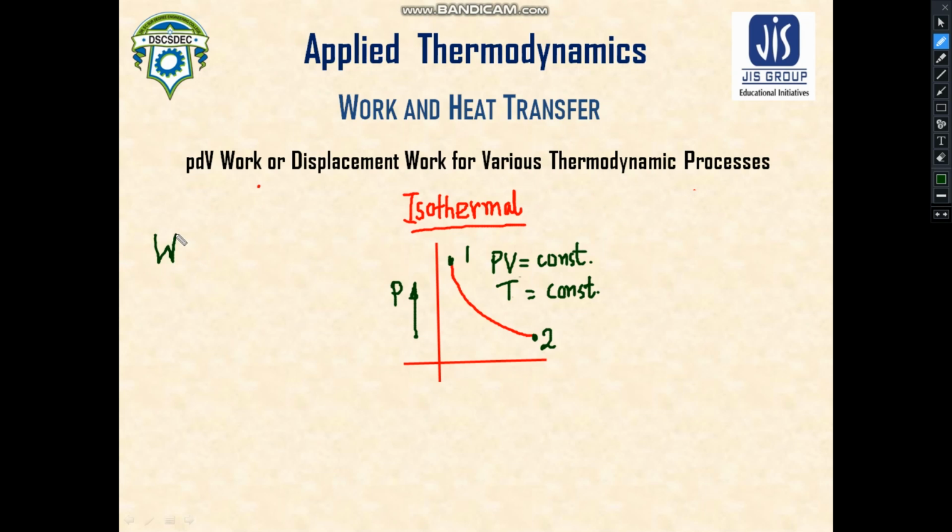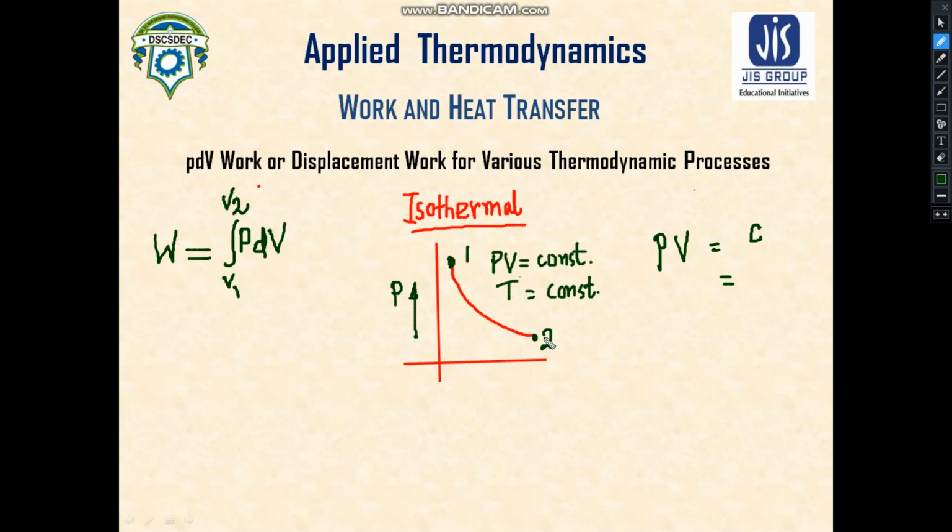So the work done is the integration of P dV, right? The integration is P dV from V1 to V2. I am taking the general coordinates P1 V1, P2 V2. For the isothermal process, PV is equal to C, C for constant. Similarly, as we know, these two states are P1 V1 and P2 V2.